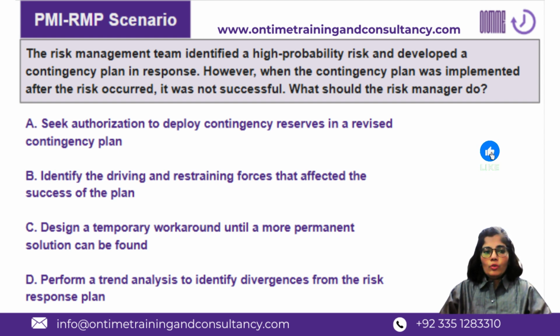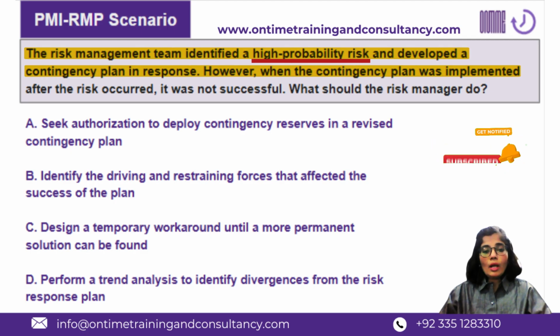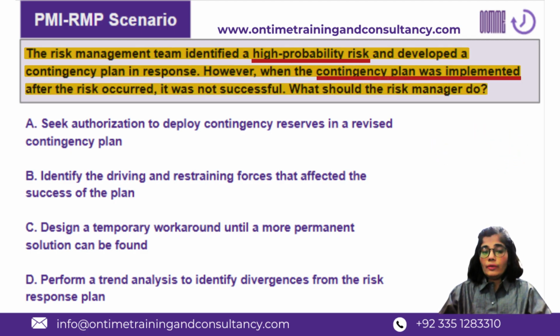The RMP scenario says that the risk management team identified a high probability risk and developed a contingency plan in response. However, when the contingency plan was implemented after the risk occurred, it was not successful. What should the risk manager do?